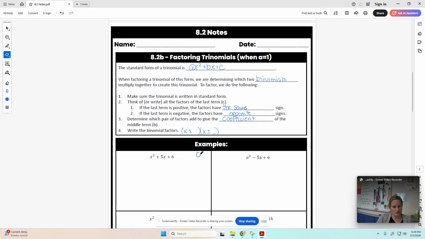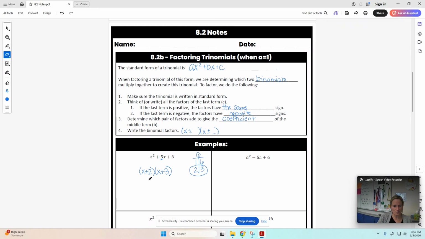My factors for 6 are somewhat limited. All I've got to work with is either 1 and 6 or 2 and 3. These are the only combinations that multiply together to give me 6. And I want to pick the combination that adds together to give me the coefficient on the x, or the b value. So it's got to be 2 and 3. Now I know what my factors are: x plus 2 and x plus 3.